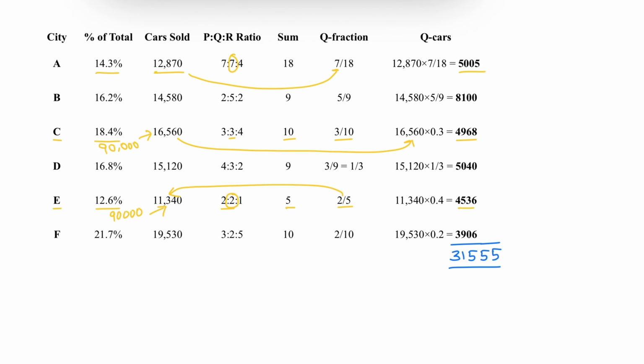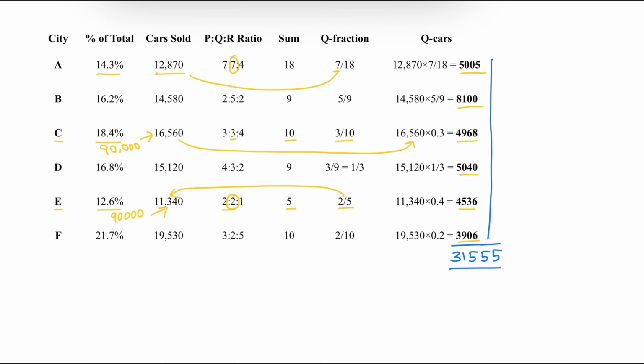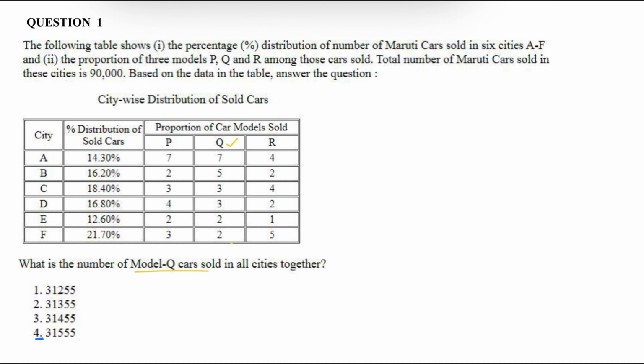City B 8,100, for city D 5,040, for city F 3,906. So the sum of Q model cars sold in all cities is 31,555. Q model cars sold in all cities. Correct answer is option 4, 31,555.